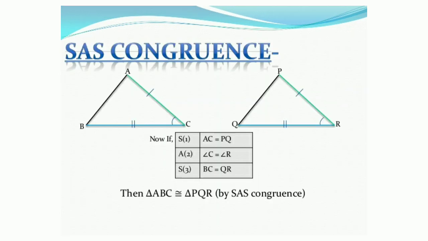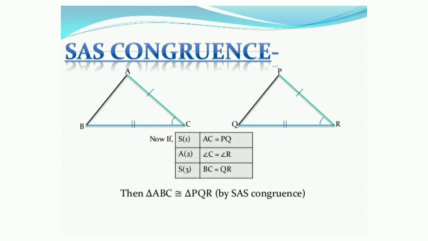Students, do we need 6 pairs of measurements for congruency of two triangles? No, no need. We have to take only 3 pairs of measurements, and we can prove whether two triangles are congruent or not. So first we have to introduce the criteria for congruent triangles. The first one is the SAS congruence rule.